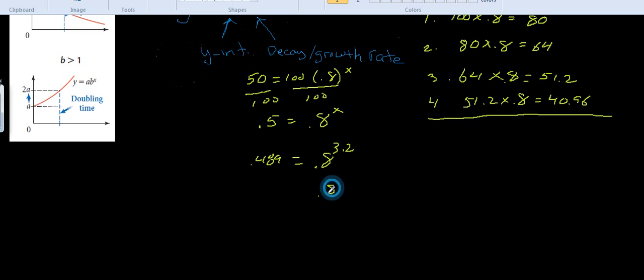So let's go 0.8 to the power of 3.1, and that gives us 0.5007. A much better estimate, so we can probably go with this right here. That it takes about 3.1 stages or units of measure to get the half-life. If we start with 100, we're decreasing by 20%, or our decay rate is 0.8, to get to 50.